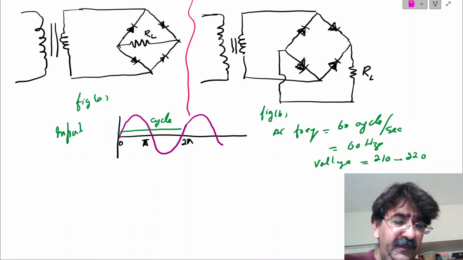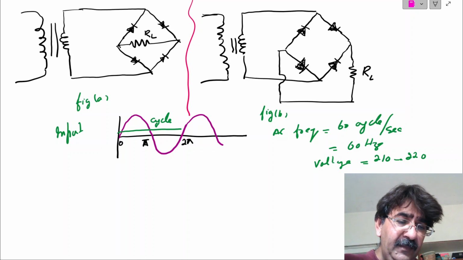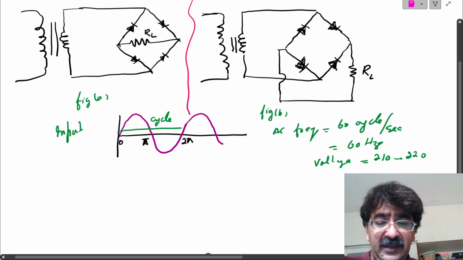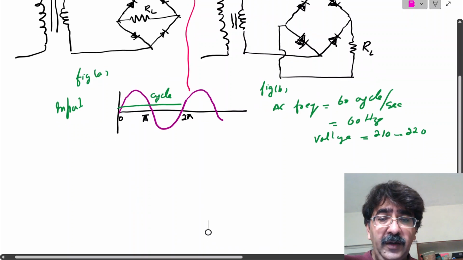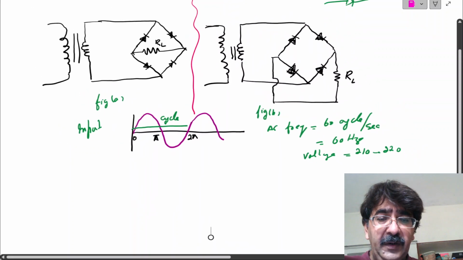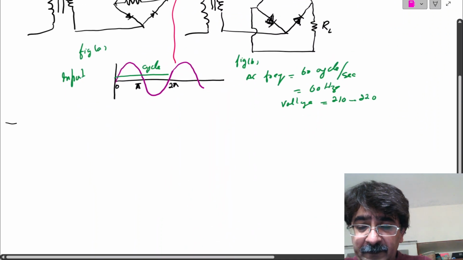In most countries of the world, we use an AC wave of 60 hertz and a voltage of 210 to 220. But in America, we use 110. America means only America or Canada. In Canada, we use a voltage of 120.